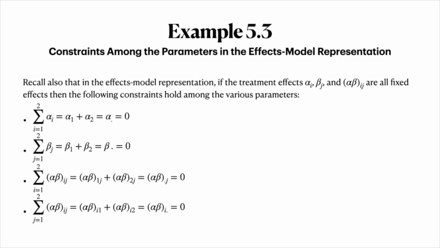So if we sum the alpha beta ij's along the first index, the i index, then that sum is going to be equal to 0. And likewise, if we sum the alpha beta ij's along the second index, the j index, that sum will also be equal to 0. And those two facts imply that if we sum all of the alpha beta ij's together, we would again get 0.